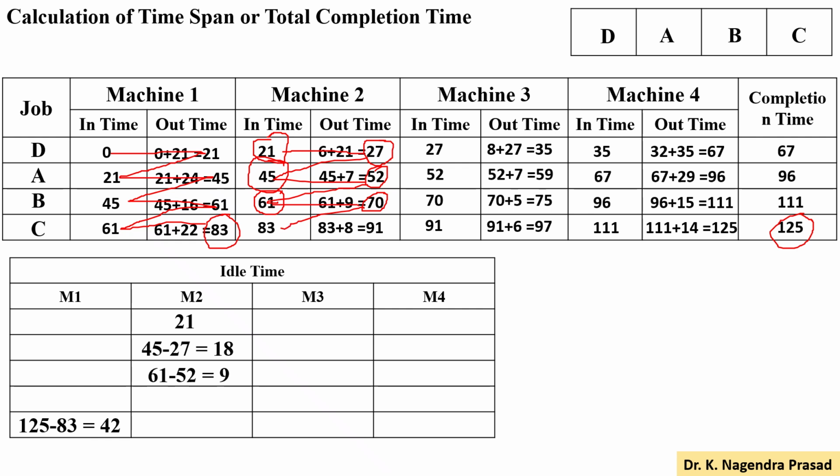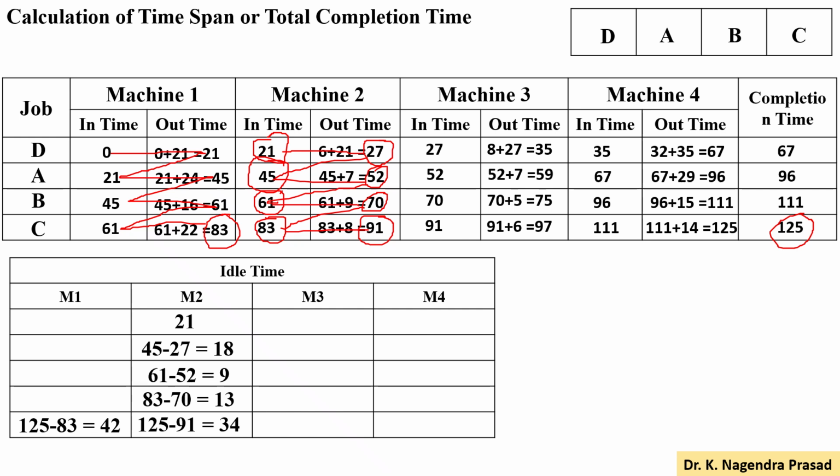Then again 70 to 83 hours it is waiting for job C. So for job C, the idle time for machine 2 is 83 minus 70, which is equal to 13. Next, 83 to 91 it is engaged with job C. So after 91 hours machine 2 will be free, but the total completion time is 125. So another waiting time is 125 minus 91, which is equal to 34.